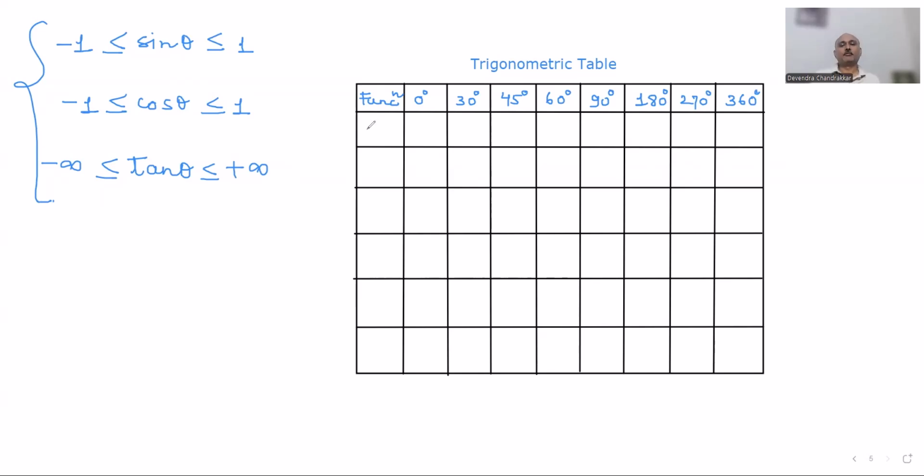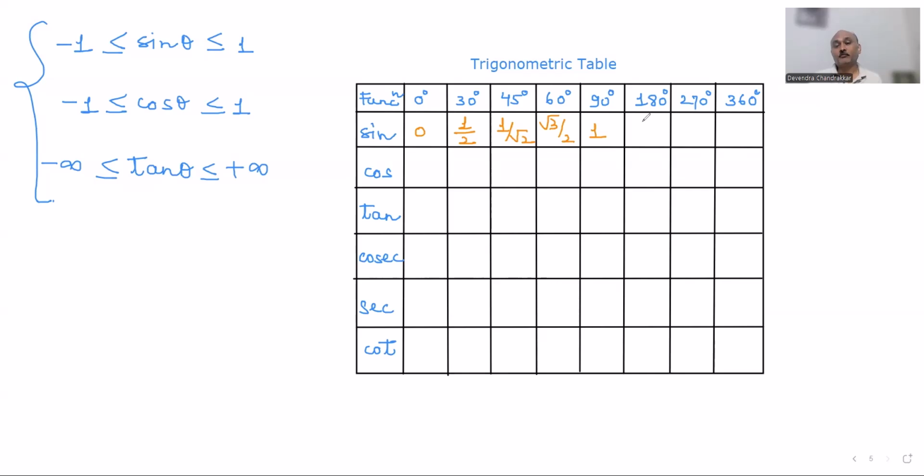So sine of, this is sine, this is cos, tan, cosec, sec, and cot. So sine of 0 degrees, all of you, pay attention. Sine of 0 is 0. Sine of 30 is 1 by 2. Sine of 45 is 1 over √2. Sine of 60 is √3 by 2. Sine of 90 is 1.